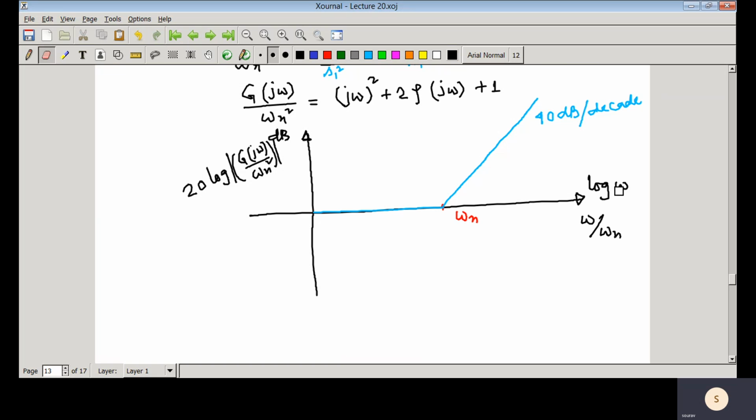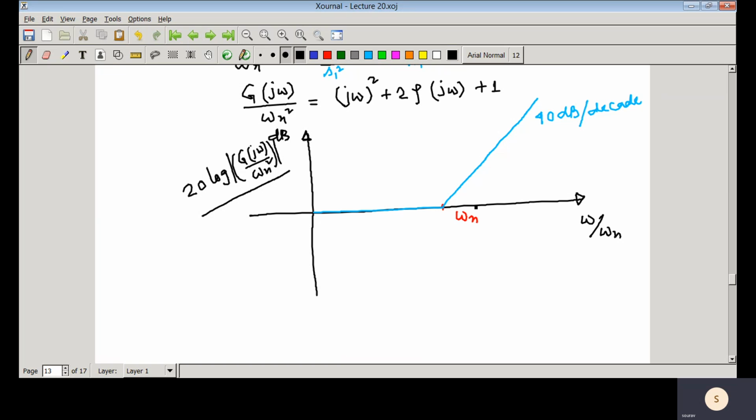That is in log scale. So again, whenever we are drawing that asymptotic Bode plot in normalized and scaling form, in the y-axis we have represented 20 log |G(jω)|, and in the x-axis that would be ω by ω_n, that is in log scale.